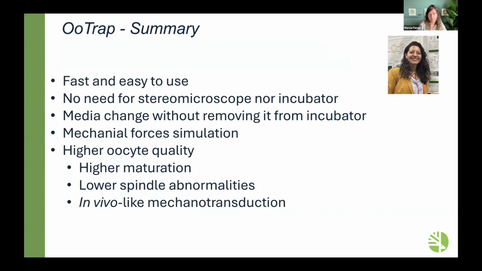Just a summary. OTRAP is fast and easy to use. Normally you would collect oocytes, search for them under a stereo microscope and wash, and that is a process that can take between 40 minutes and a couple of hours. Here, we can get them inside the device in a few minutes, like 3 to 4 minutes. There is no need for a stereo microscope, nor an incubator if you use the heated version. What is really interesting is that if you want to do some dynamic toxicological exposure or hormonal exposure or whatever exposure, we could do that because we have a dynamic system, or we can just do everything in the incubator without removing them from the incubator and transferring them. We can do everything inside.